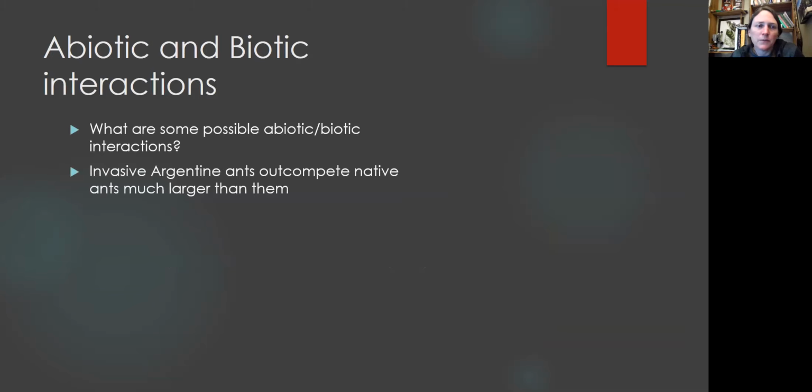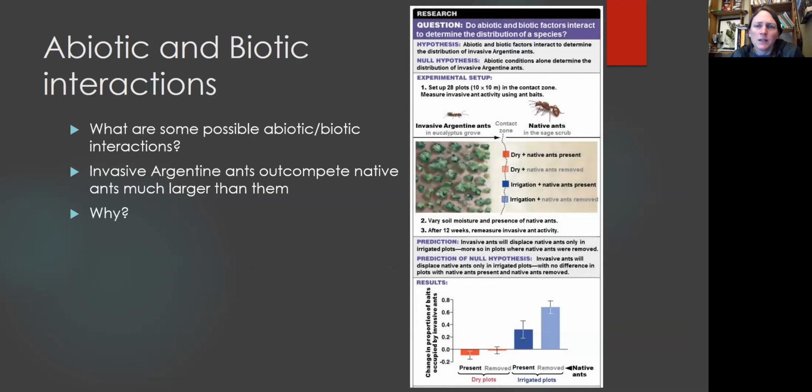And so an example from the textbook talks about invasive Argentine ants and how they have the ability to outcompete native ants, even though the native ants are much larger than them. And the question is why? So the experiment had basically a bunch of plots, and they counted ants in dry plots where there were native ants present, and in dry plots where the native ants were removed, in irrigated plots with native ants present, and in irrigated plots where the native ants were removed.